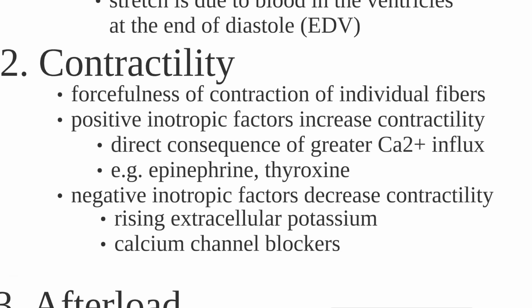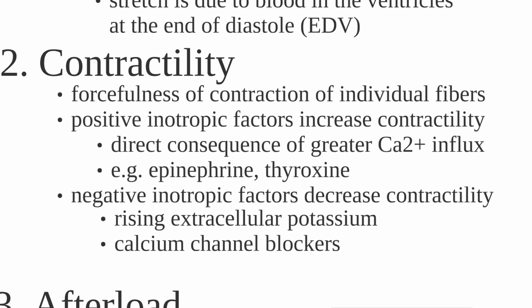Two players in increasing contractility are epinephrine and thyroxine. Epinephrine is the hormone that's released as part of the sympathetic response from the adrenal medulla. And by saying epinephrine has an effect, norepinephrine would also, which would be released from postganglionic sympathetic fibers. Thyroxine is one of the thyroid hormones. It's T4, and it increases the contractility of cardiac muscle also.